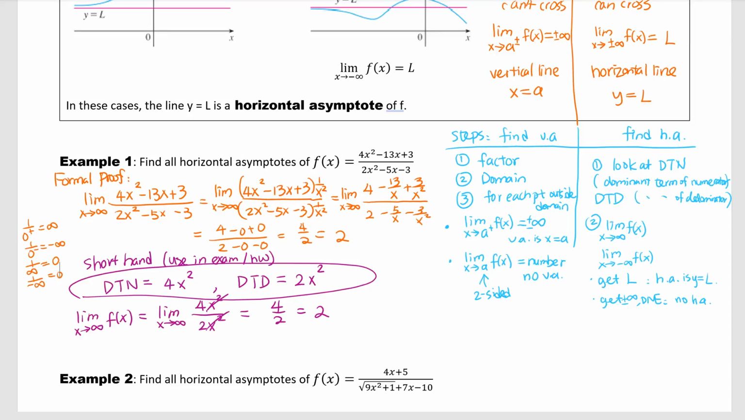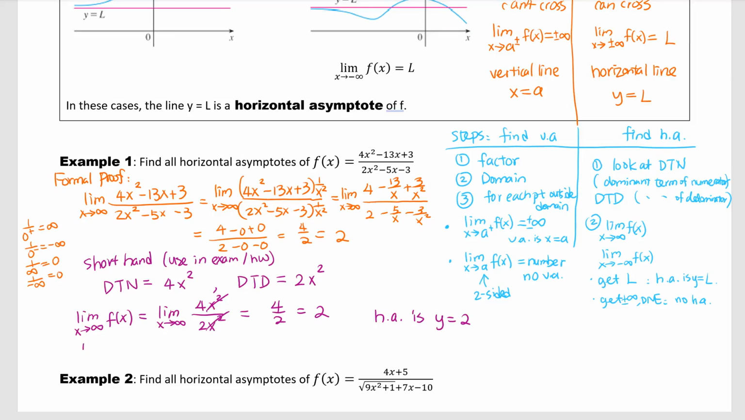Okay, if you don't write those down, you get some points off. So make sure everybody is clear about my requirements. If you use the shorthand way, you have to write down dominant terms of the numerator and dominant terms of denominator. Okay, so because the limit as x goes to infinity, we get a number, so we actually get a horizontal asymptote that is y equals 2.